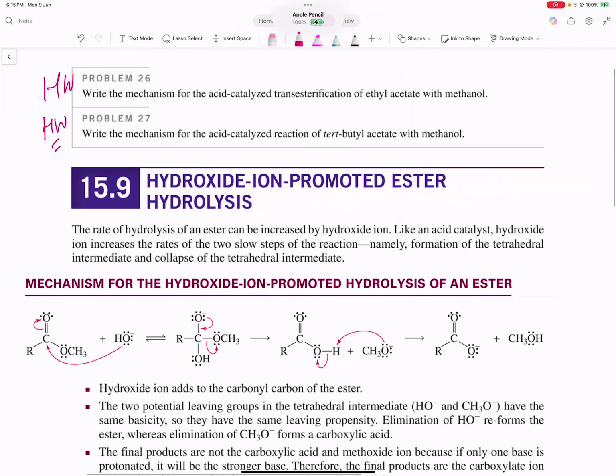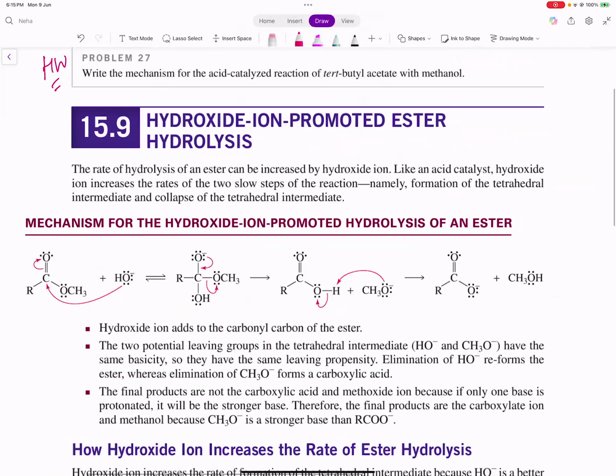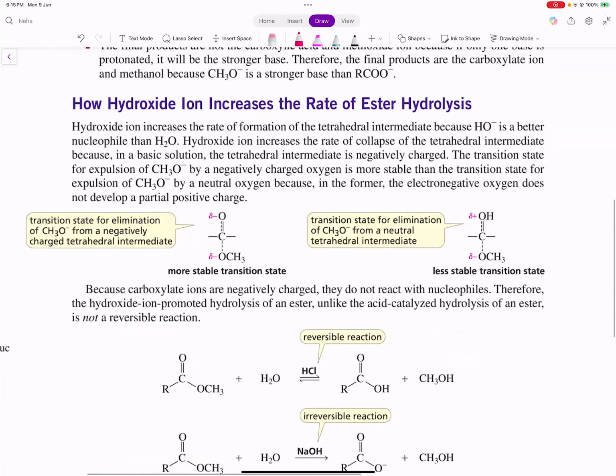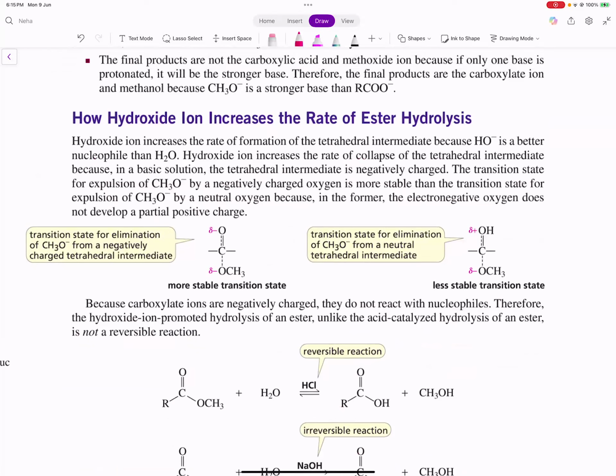So now this is hydroxide ion promoted. We are not using the word catalyzed. This is very important. We are using the word promoted. An acid catalyst is catalytic, but here hydroxide ion is consumed. That is what we mean. So how will it increase the rate of the reaction? That is the first thing we have to see.